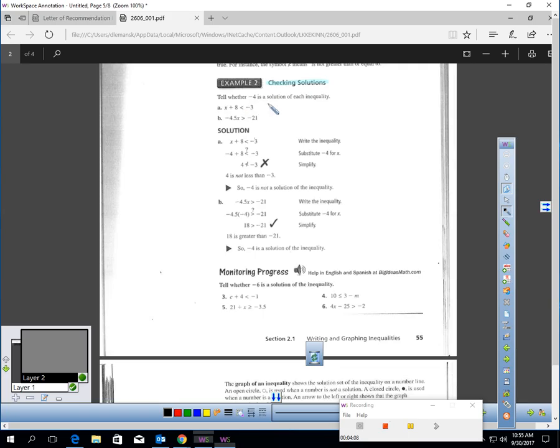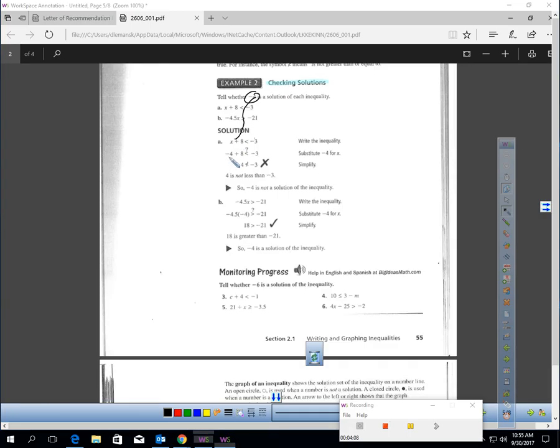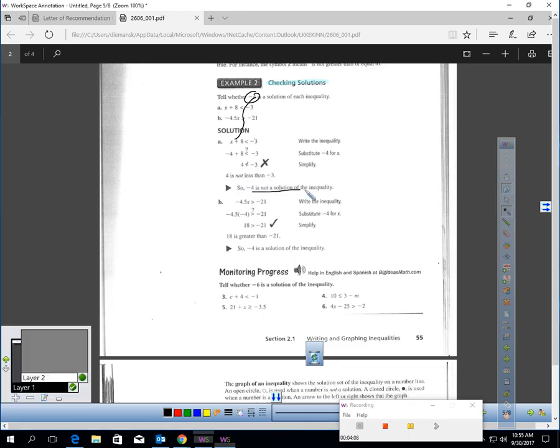Let's quickly try these down here. Tell whether negative 4 is a solution of the inequality. Let's try it. You can see they did that here. They took negative 4 and plugged it in for x right here. So they have negative 4 plus 8, which is 4, and is 4 less than negative 3? The answer is no. So 4 is not less than negative 3. I misspoke. Negative 4 I meant to say. Negative 4 is not a solution to the inequality.